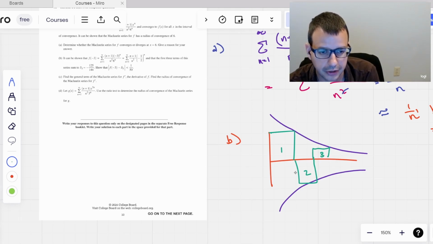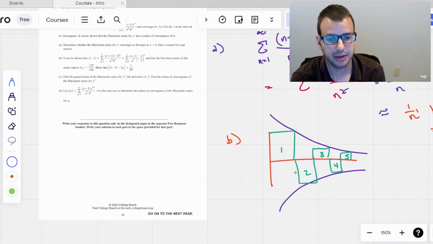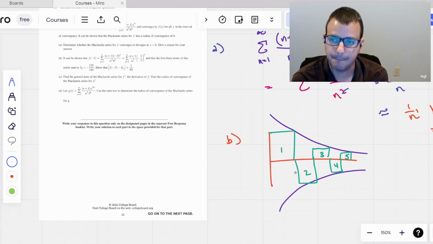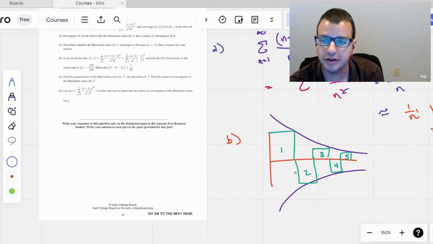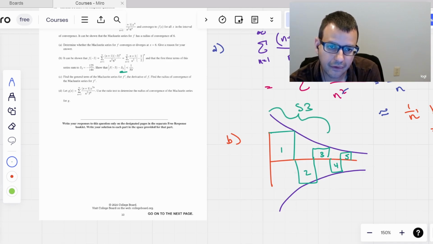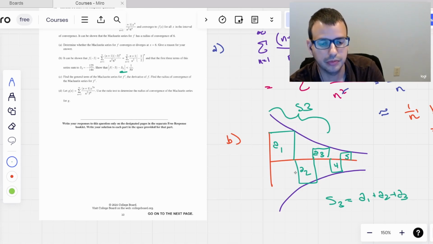This will be 3. This will be 4. So the idea is each time, this will be, I'll call this A1, A2, A3, A4, A5, and then S3 is going to be the sum of the first 3 boxes. So S3 is going to be equal to A1, I'll put little A's here just because it makes me feel better. A1 plus A2 plus A3.